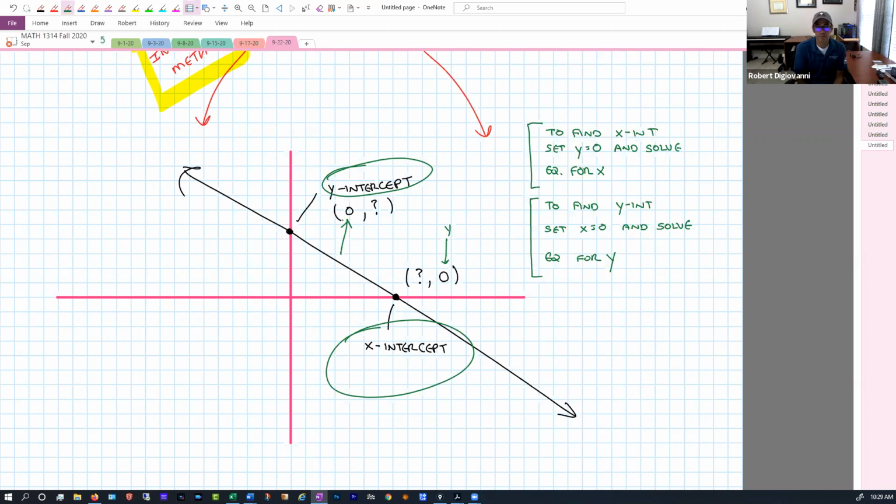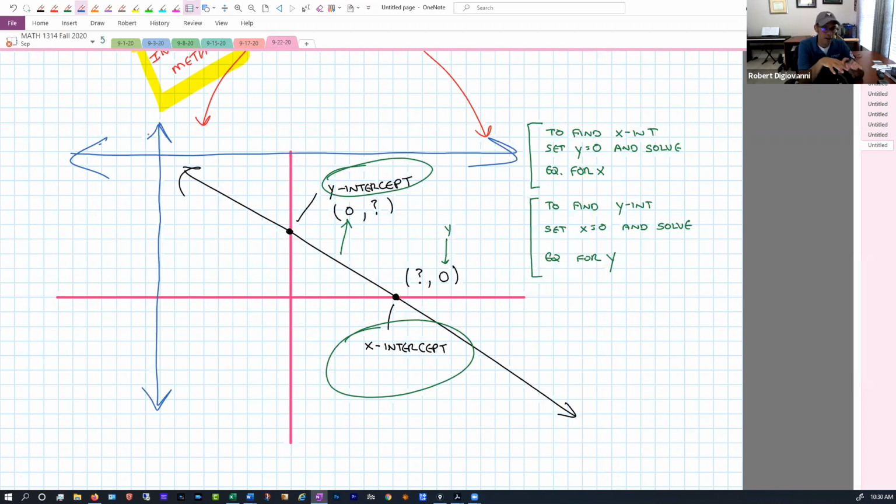A horizontal or vertical line. Yeah, what if I draw a horizontal line? What if a line goes like this, straight across? I'm not going to have an X-intercept, right? Or if I draw a vertical line, I'm not going to have a Y-intercept. So there's two very special cases where this method won't work.